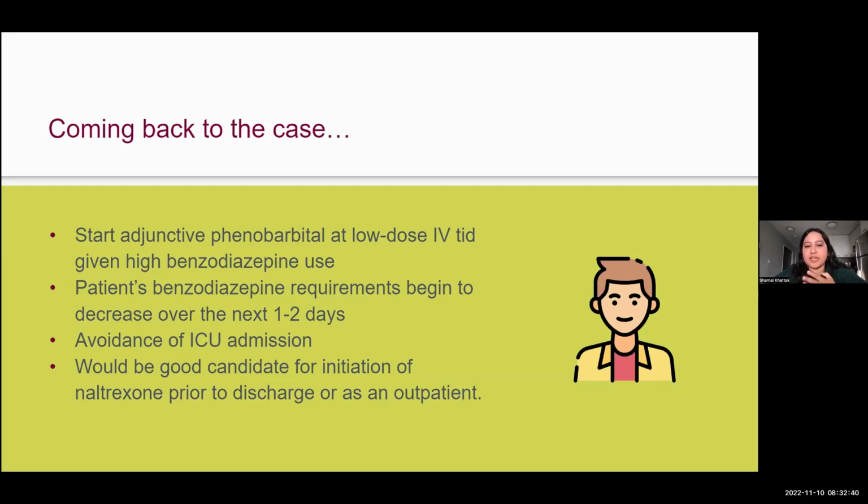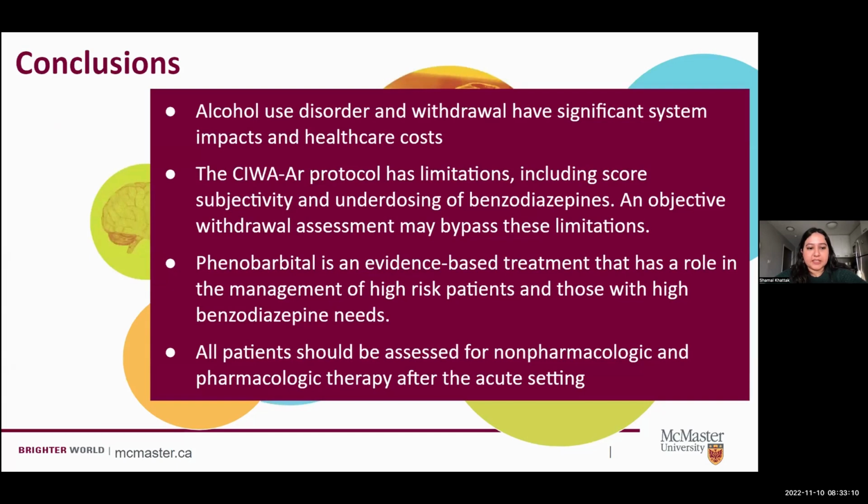Hopefully this patient's benzodiazepine requirements would then begin to decrease over the next 1 to 2 days. As they come out of withdrawal, we can then taper off the phenobarbital by 1 dose per day until they're off it, to prepare the patient for discharge. Ultimately, this would hopefully result in an avoidance of ICU or monitored bed admission. This patient would then be a good candidate for initiation of naltrexone, either prior to discharge or likely as an outpatient. So we'll just go over our conclusions.